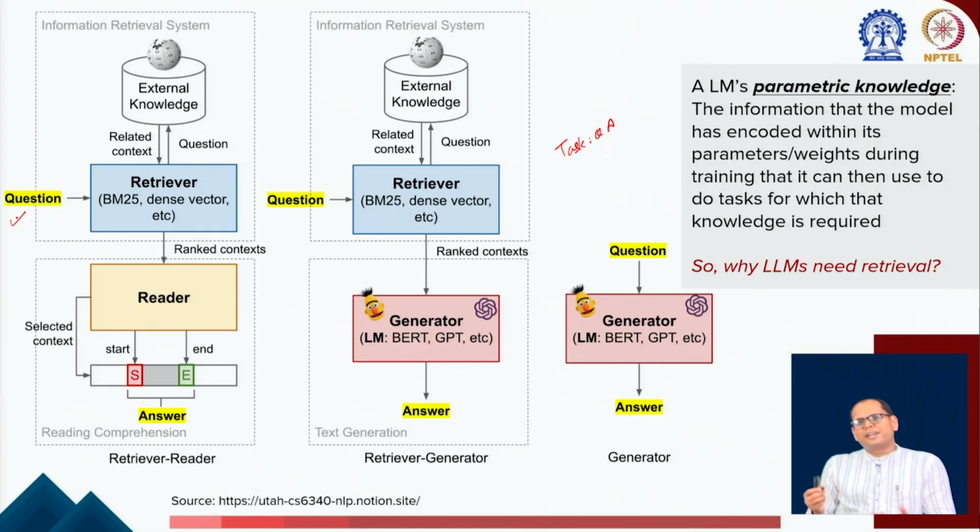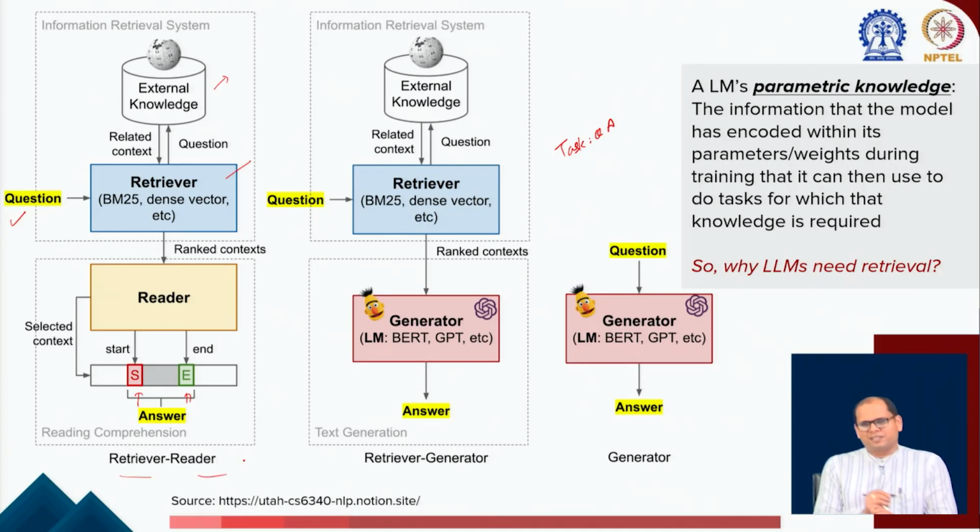Now you may want to retrieve information from a large data set, like some external knowledge, Wikipedia and so on. So you may have a retriever. This can be as simple as BM25, or you can use dense vectors. Now, given this ranked context, the more important passages for this query, use them in another model, like a reader model, that will find the start and end span to get the answer. So this is a retriever-reader framework.